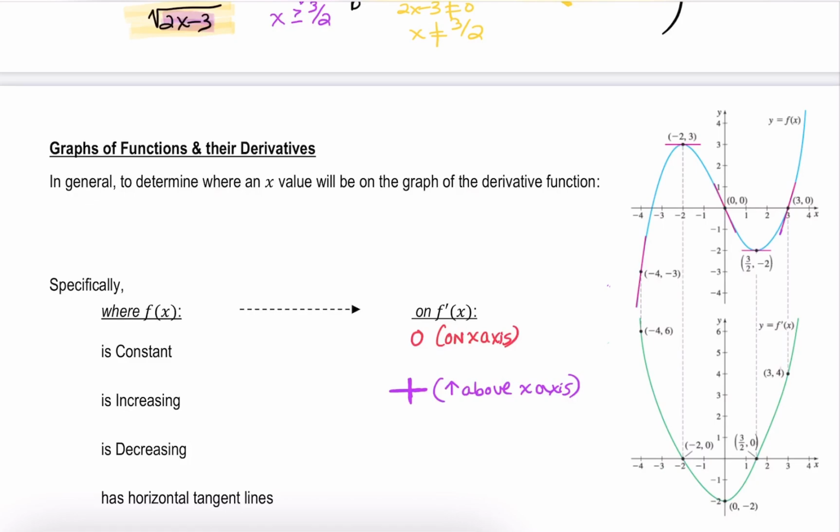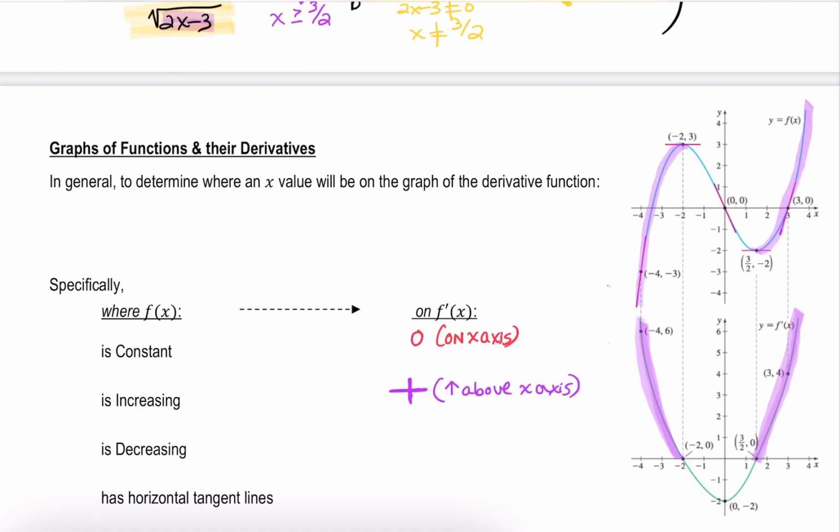So places where a function is increasing, regions where f of x is increasing, means that f prime is going to be positive. So down here on f prime, I'm above the x-axis. I'm positive. I'm above the x-axis here.